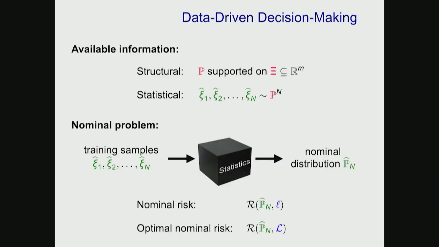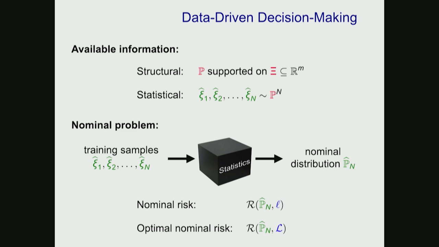So unfortunately, the distribution P that we need to evaluate the risk of a particular loss function is hardly ever given to us in applications. Instead, we most of the time only have limited structural and statistical information. So in the remainder of the talk, I'm going to assume that we know a set capital Xi that is known to contain the support of our unknown distribution P. And moreover, I'm going to assume that we have access to n independent samples from this unknown distribution. Like in machine learning, I'm going to refer to these samples as the training samples.